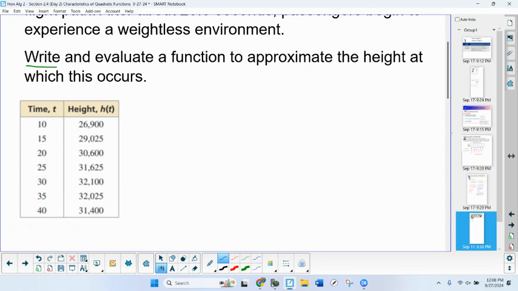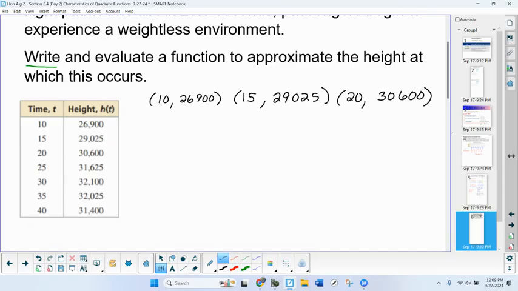First 3? Okay. So 10, 26,900, 15, 29,025, 20, 30,600. All right. Oh boy, I know. These are icky numbers, aren't they? We're going to go into y equals ax squared plus bx plus c.